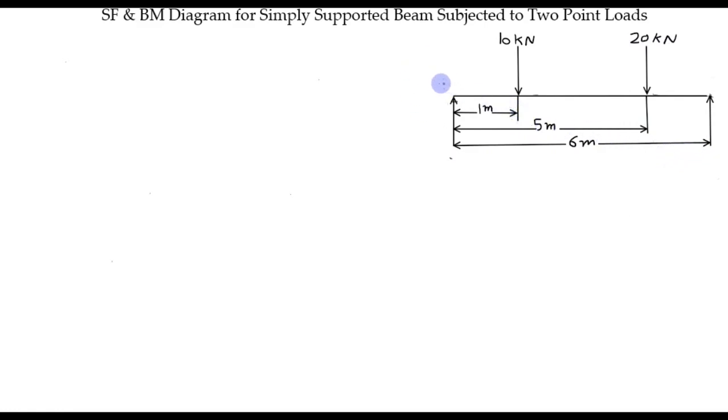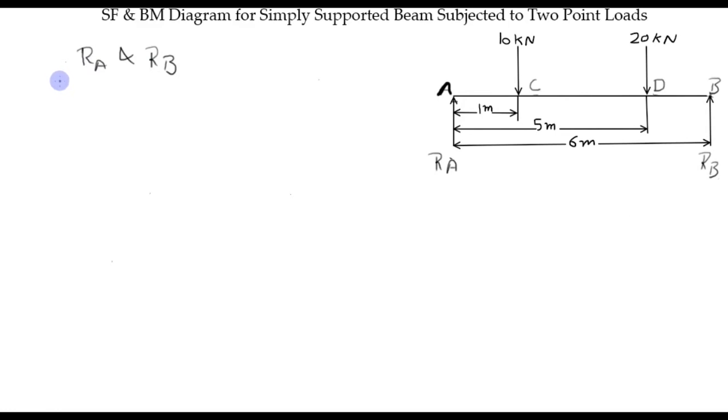Now first label the diagram. This is point A, this is point B, this is C, and this is D. This is reaction RA and this is reaction RB. So first calculate the reactions RA and RB. To calculate the reaction RA and RB, we have to apply the equilibrium conditions.